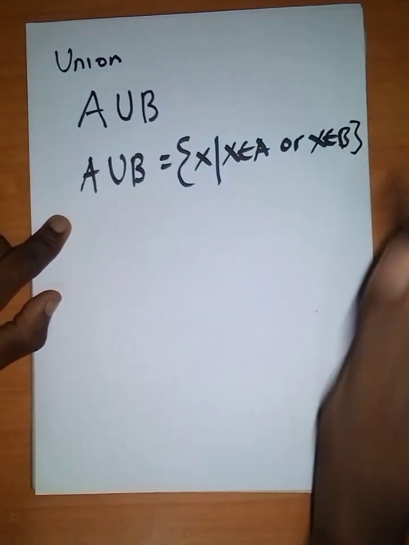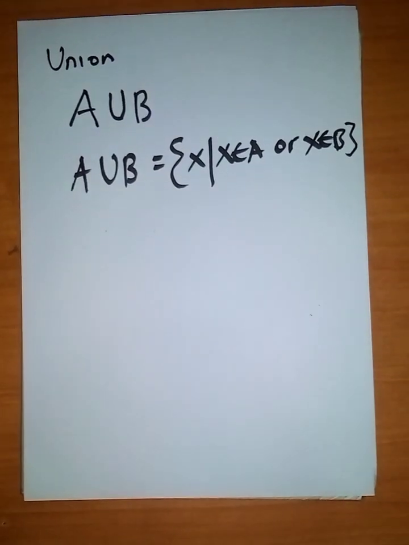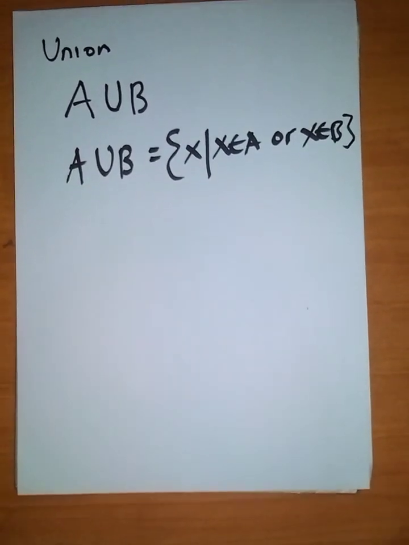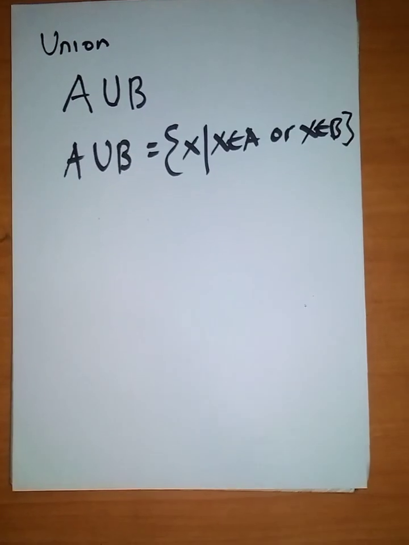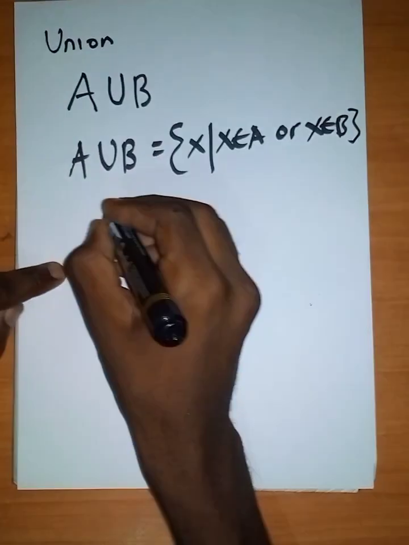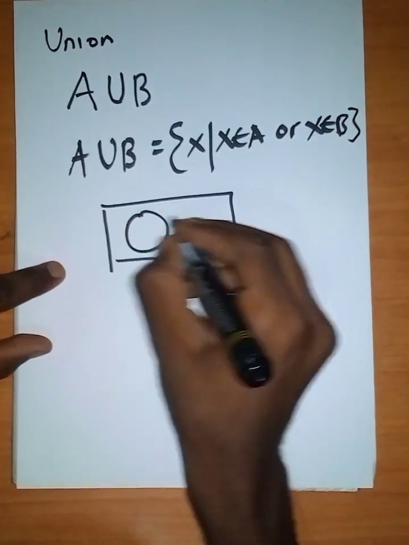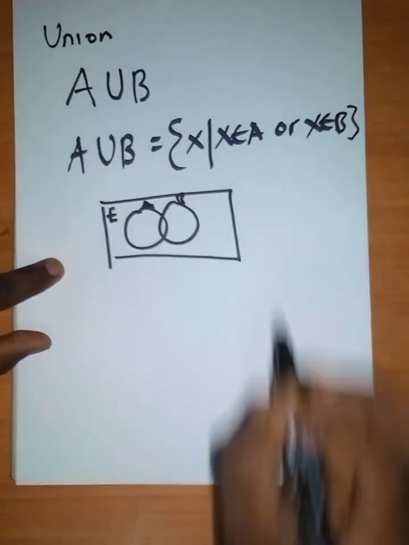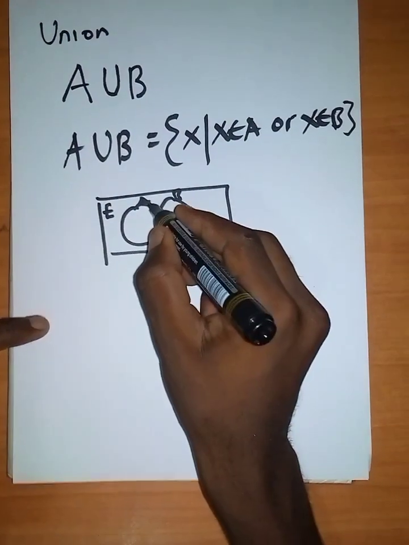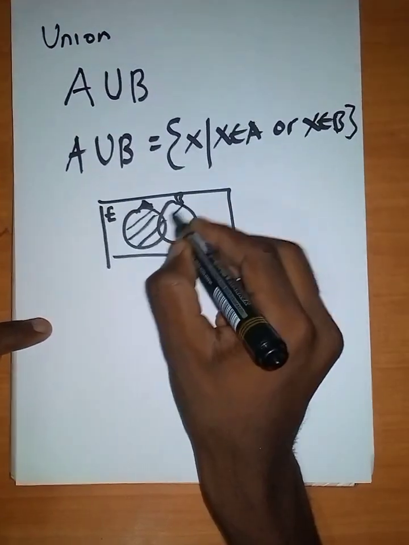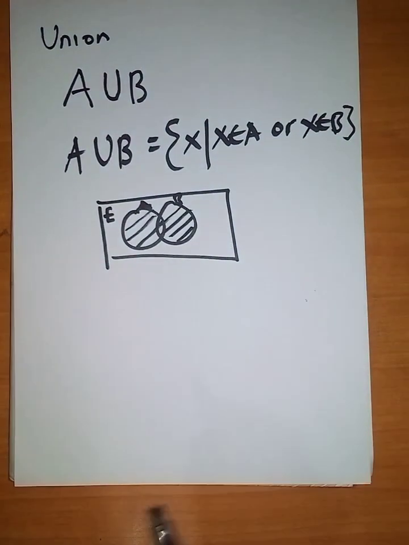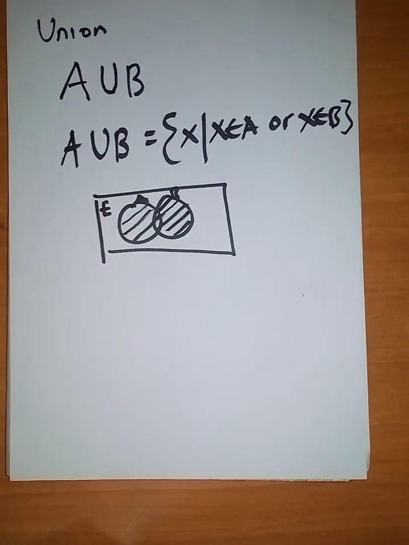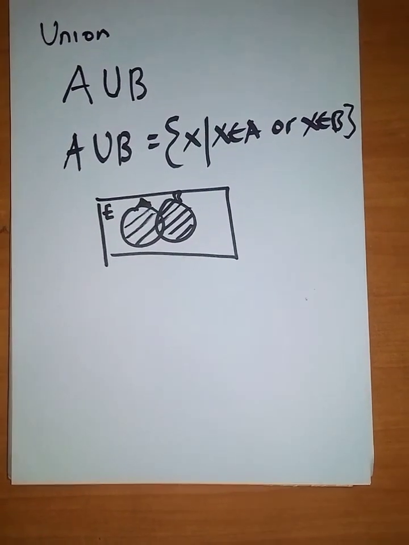So what does it mean? We are not only looking for elements that are common in both sets, we are trying to take these two sets, put them together and come up with one set. If we display this in a Venn diagram, we've got these two sets, A and B, and if we unify them, we are looking at this whole region. Again, this is not only limited to two sets, you can have as many sets as possible.